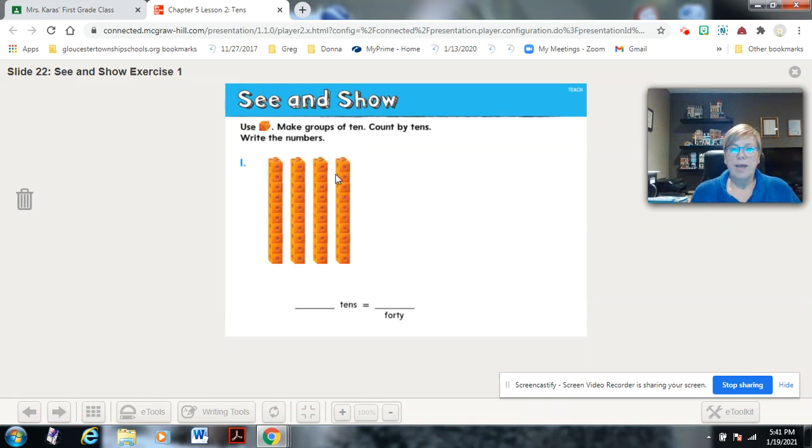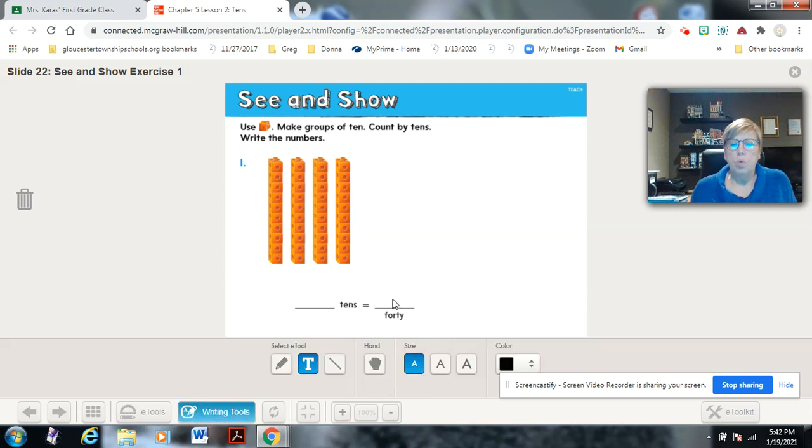All right, so now let's look at this. They have done the cubes for us, okay? So for number 1, it says use the cubes, make groups of 10, and then count by 10 and write the numbers. Now, slow down, watch. There's 10 here. We already know that. They told us. So there's 10, 20, 30, 40. Now that's the number here. So yes, you could, if you wanted to, print 40 here.